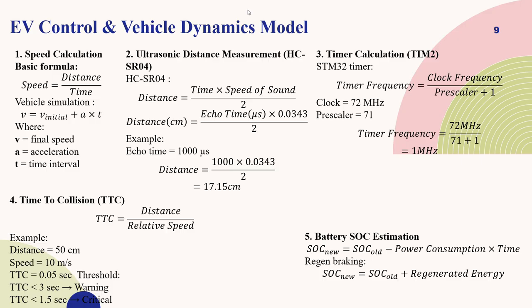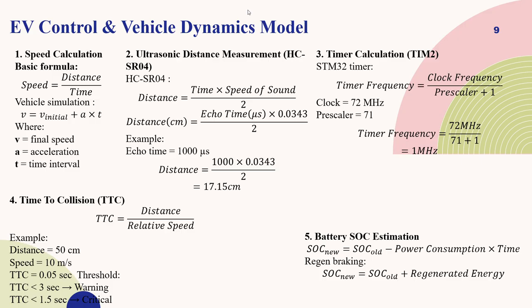Ultrasonic distance measurement: distance is equal to time into speed of sound by 2. For example, we take echo time in microseconds. Echo time is 1000 microseconds, and we have taken 0.0343 as the speed of sound, divided by 2. So the final answer is 17.15 centimeters.